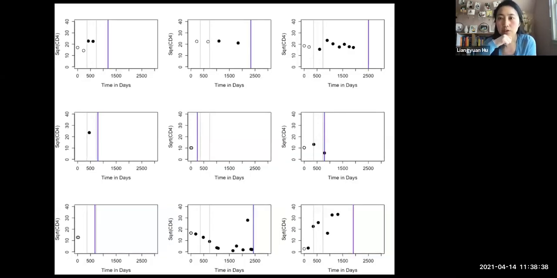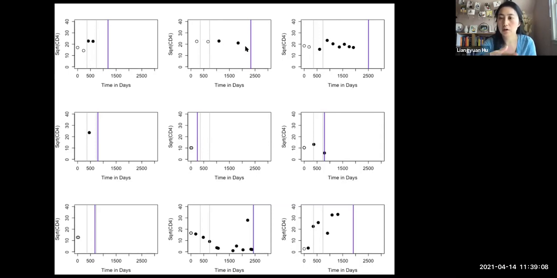So this is a picture showing you 9 randomly chosen patients from the data. The y-axis here is the square root of CD4. X-axis here is follow-up time in days. Purple lines here, end of follow-up. 2 gray lines here represent 1 year and 2 years after the enrollment. Empty circles here mean that the patients are not on treatment yet.